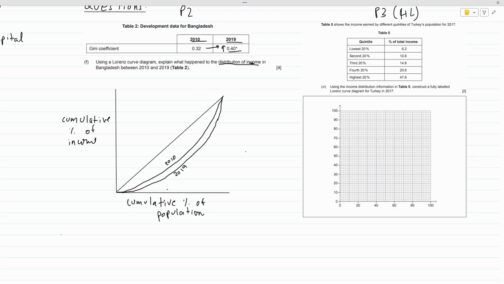Just make sure you have the axis points correct as well. And then as long as you mark these two and show the clear distinction, you should be getting the full 2 marks for the graph.